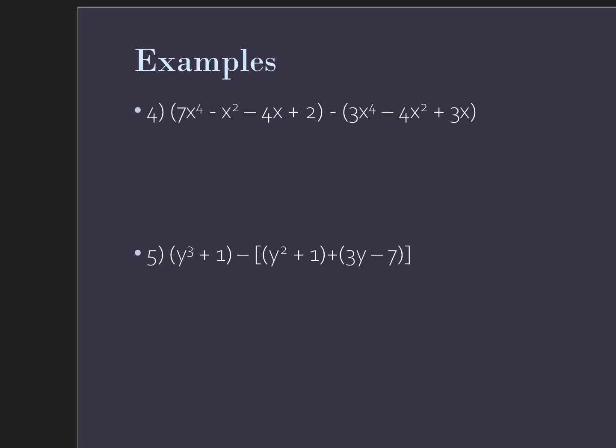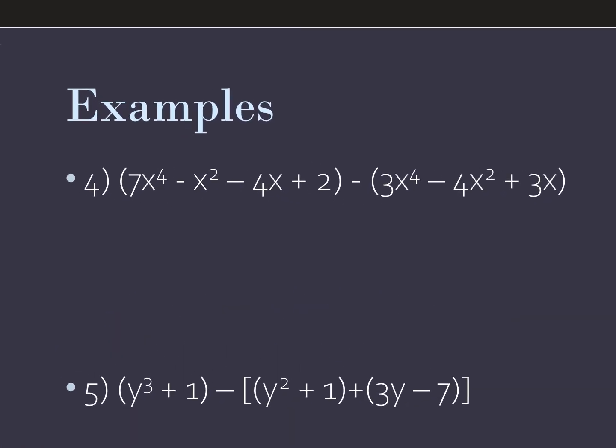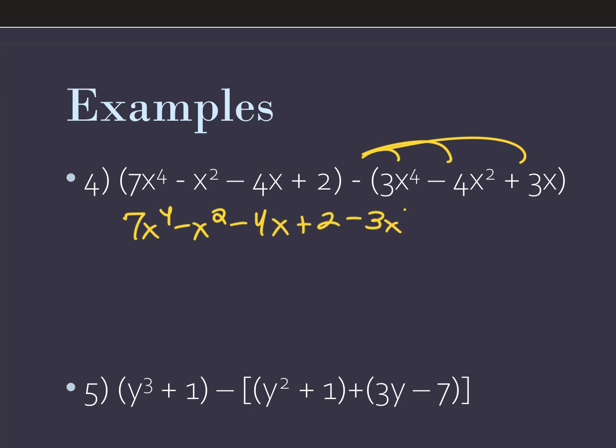All right, let's do 4. What do we have to remember first? Distribute that negative. So I have 7x to the 4th minus x squared minus 4x plus 2. Then minus 3x to the 4th plus 4x squared minus 3x. Take a second to check. Make sure you didn't skip any signs or anything like that. You rewrote everything correctly. And now we start with the highest exponent. 7x to the 4th minus 3x to the 4th. 4x to the 4th, good.